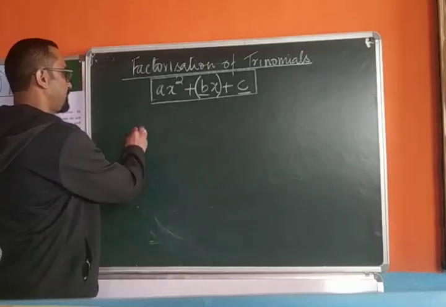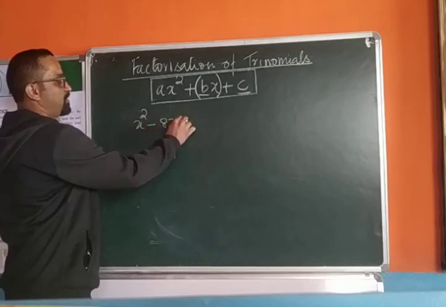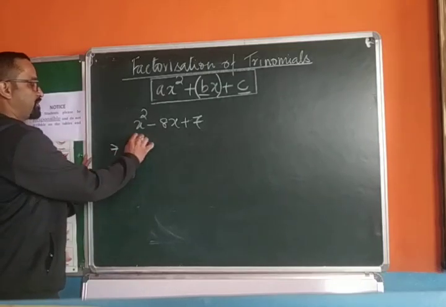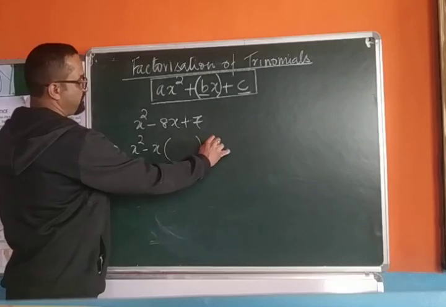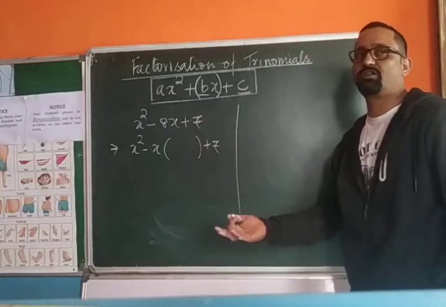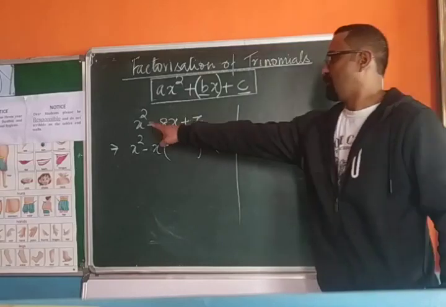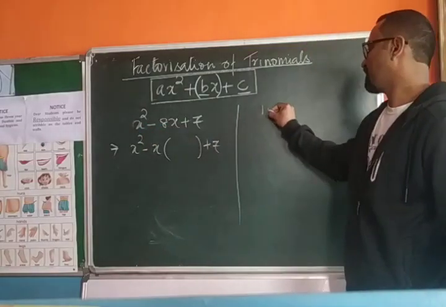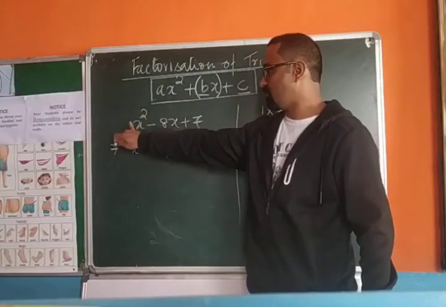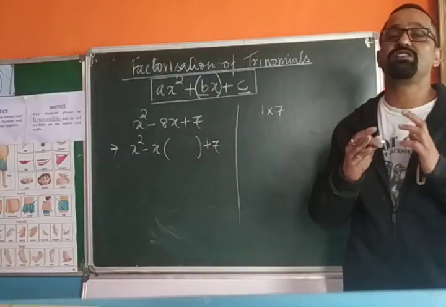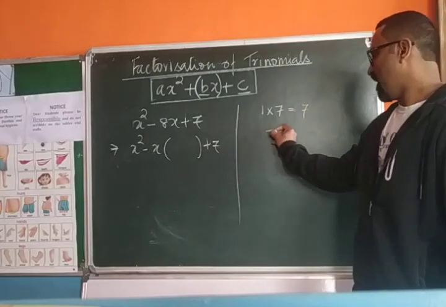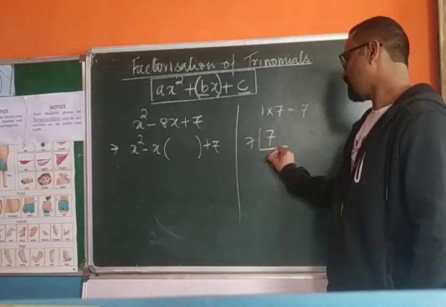Another example. x squared minus 8x plus 7. Trinomial. x squared minus x bracket plus 7. Proceed with the same calculation at the side as we did for the previous question. The real number in front of x squared is 1 and the last real number is 7. The real number in front of x squared and the last real number you should always multiply at the side. 1 multiplied by 7 is 7. Find prime factors, 7, 1.